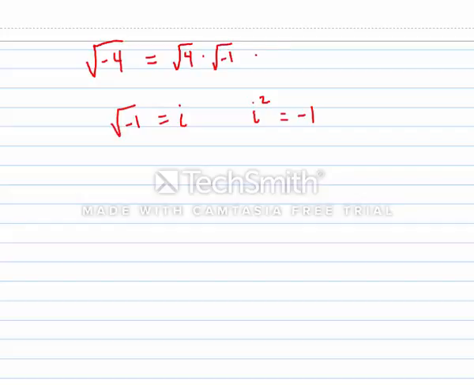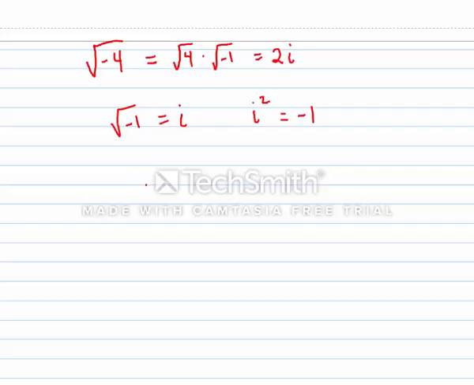Complex numbers result from taking a square root of a negative number. Say we have the square root of -4. Well, you can't do that unless you have imaginary numbers. So the square root of -1 we call i. Therefore i squared is equal to -1. So the square root of -4 would be equal to the square root of 4 times the square root of -1, and that would be 2i.